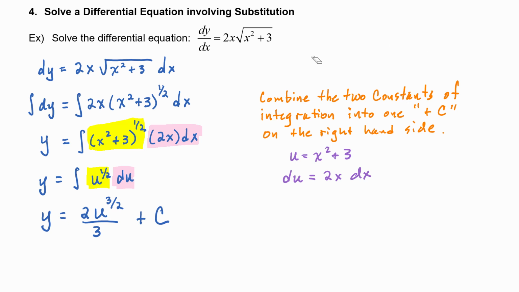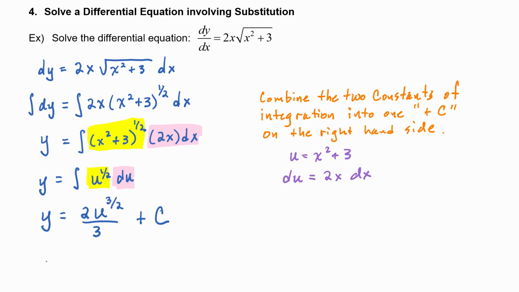And remember, we're going to get a constant of integration from the left-hand integral, call it c1, and a constant of integration from the right-hand integral, call it c2, and we're just combining those two constants together into a constant we're calling c. Now, because this is an indefinite integral, we do have to go back to the x variable.